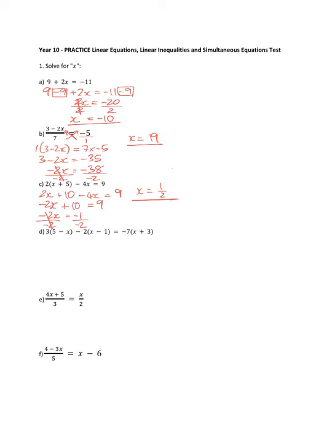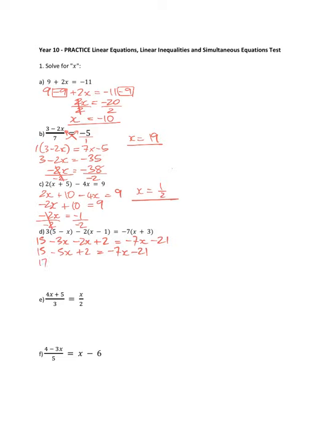Here we've got 3 sets of brackets. Expand them all. 3 times 5 is 15. 3 times negative x is negative 3x. Negative 2 times x is negative 2x. Negative 2 times negative 1 is positive 2. That's the left-hand side done. Negative 7 times x is negative 7x. Negative 7 times positive 3 is negative 21. Collect like terms: 15, negative 3x, take 2x and negative 5x, plus 2 is equal to negative 7x, take 21.